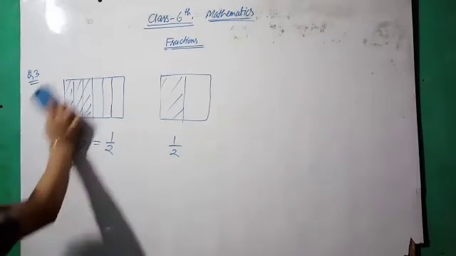For 3 equivalent fractions, we just have to multiply by 2, 3, 4. Then we can easily find the equivalent fractions in question number 4. The first one is 12/15. For 12/15, the equivalent fractions are 12 into 2 upon 15 into 2, that is 24 upon 30. The second one is 12 into 3 upon 15 into 3, that is 36 upon 45. Or 12 into 4 upon 15 into 4.